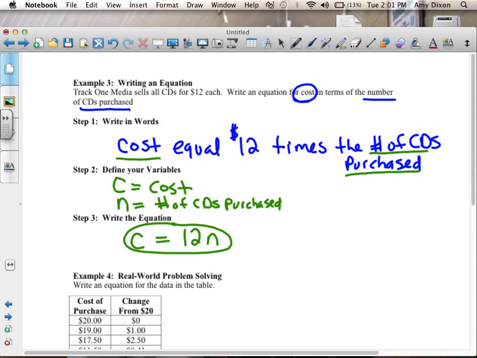We can use this equation to find out the cost of any number of CDs. So we can replace any number for C and N. All right, so that's how to write an equation. Like I said, it's easy to put it in words first, kind of just take out of the word problem what it is that you need. Then define your variables, then write the equation.